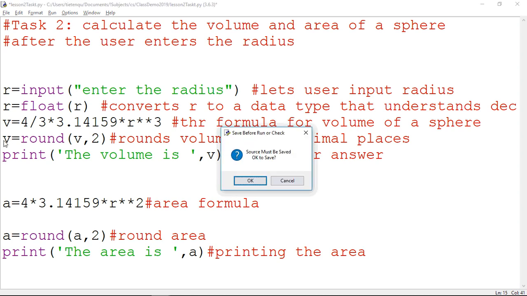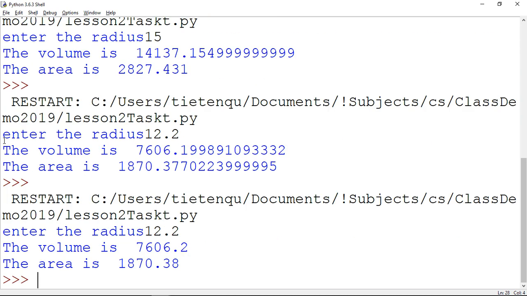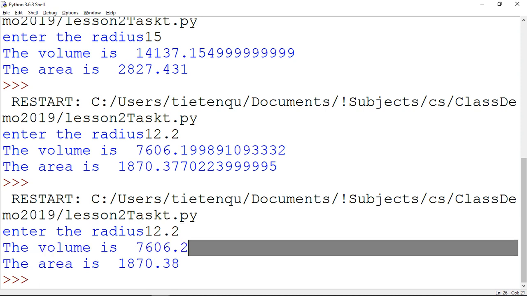All right, so let's give this a try. So let's say I put in a volume of 12.2. Sorry, I put in a radius of 12.2. It gives me a volume, it gives me an area, and it's now rounded my decimals. I'm asking for 2 decimal places. The reason why there'd only be 1 here is the one after it must be a 0.